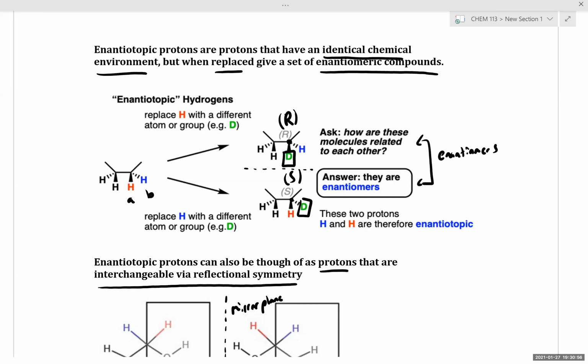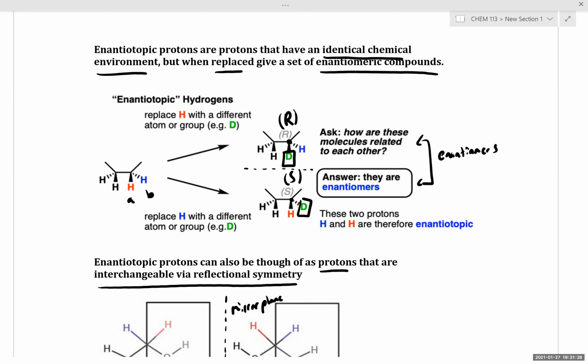Think of enantiotopic hydrogens sort of like prochiral hydrogens. From 112, remember how you talked about prochiral hydrogens that when replaced would give a chiral center? It's the same exact idea, except enantiotopic hydrogens are 2 hydrogens that when replaced would yield enantiomers. Does that make sense? Sort of, thank you.